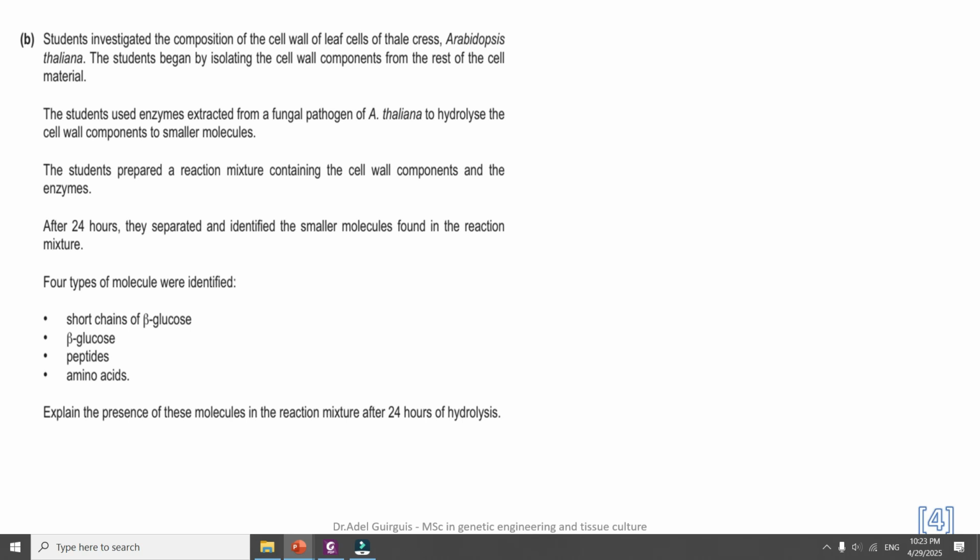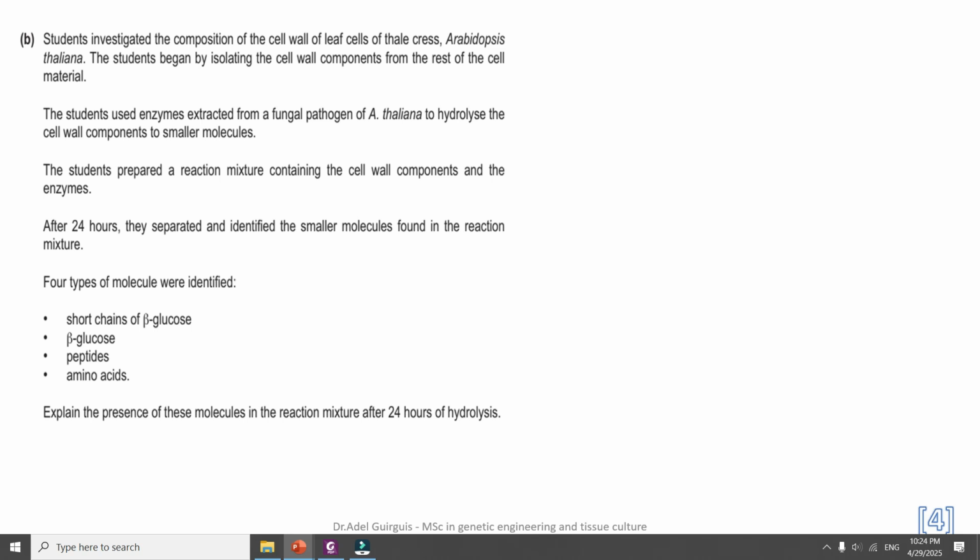Now, for letter B, students investigated the composition of the cell wall of leaf cells of Arabidopsis thaliana. The students began by isolating the cell wall components from the rest of the cell material. As we know, just as a hint, the cell wall is not made only of cellulose. It is made of cellulose and other chemical compounds, like hemicellulose, lignin, pectin as a glue substance to stick cellulose molecules together, and also protein, like expansin protein.